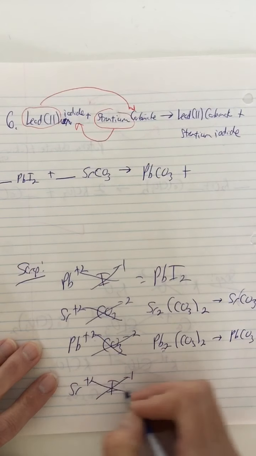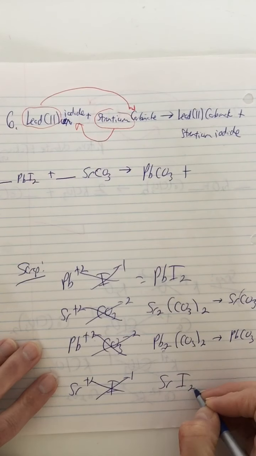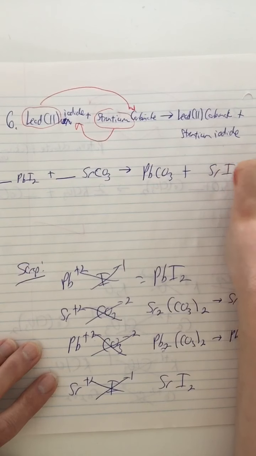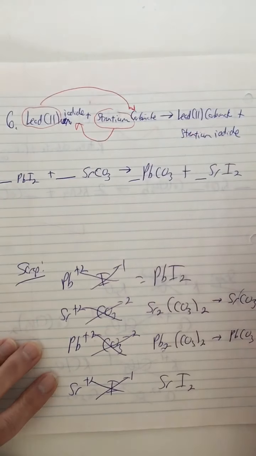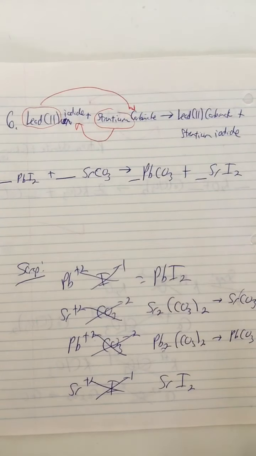Iodide is 1-. SrI2. I'll put the blanks in for balancing. There we go. Let's go back and forth.